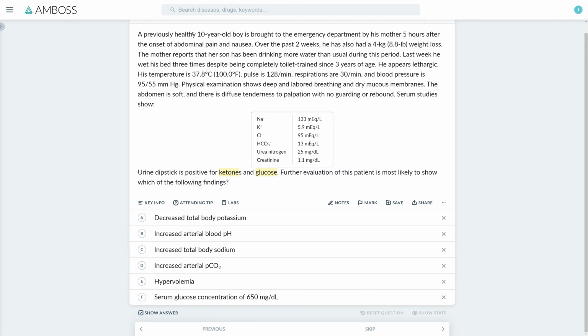A previously healthy 10-year-old boy is brought to the emergency department by his mother 5 hours after the onset of abdominal pain and nausea. Over the past 2 weeks, he has also had a 4-kilogram weight loss. The mother reports that her son has been drinking more water than usual during this period, so polydipsia. Last week he wet his bed 3 times despite being completely toilet trained since 3 years of age, so secondary nocturnal enuresis, likely due to polyuria.